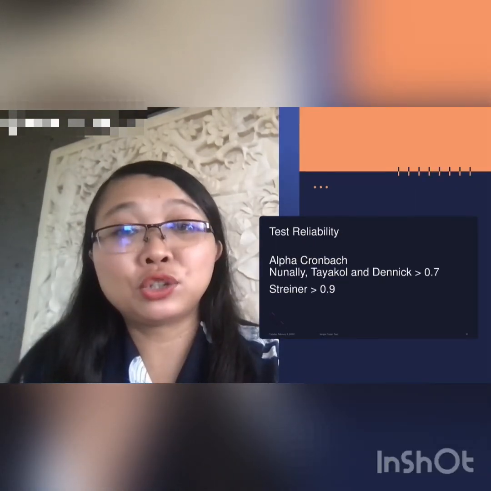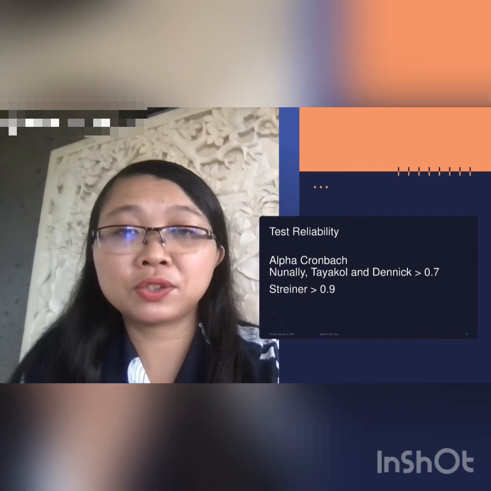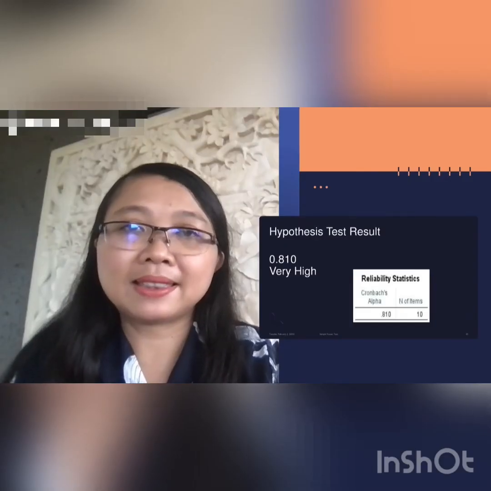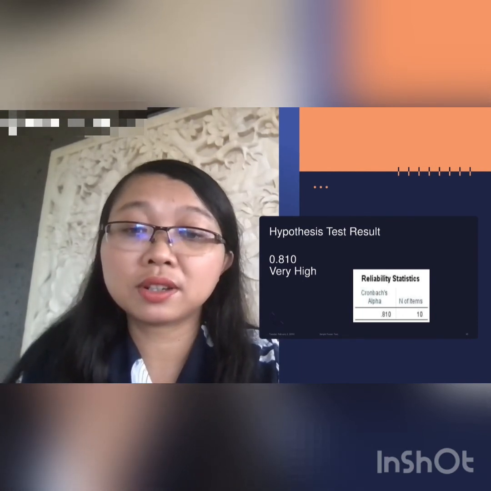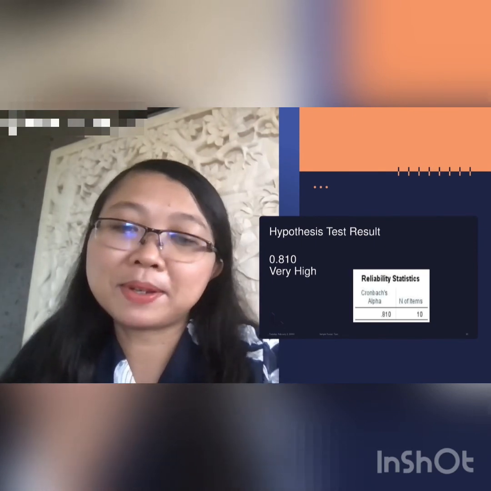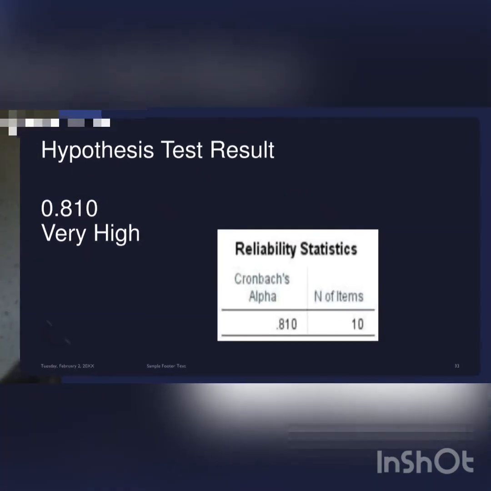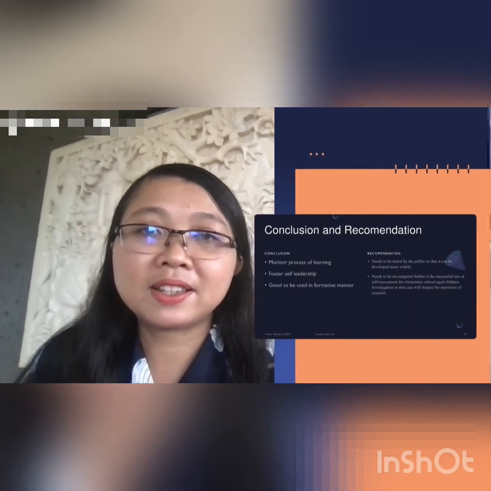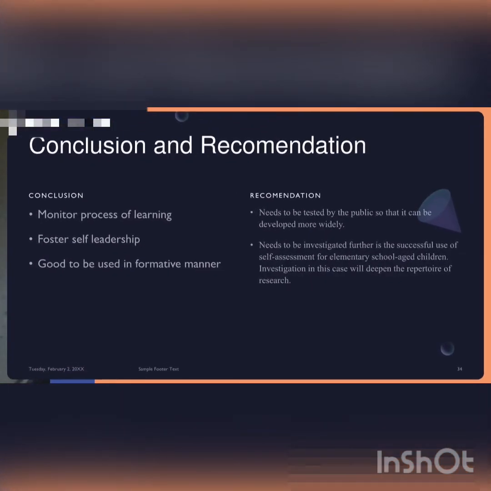The Cronbach alpha is used to test the reliability because the answer consists of two possible answers, yes or no. The hypothesis testing result is 0.8, which is considered very high. So based on that, we can make some conclusions and suggestions of the study. So we can say that Catur Sandi can be used as an instrument to monitor the process of students' learning, especially reading development. So this can be used to foster self-leadership and autonomy in learning.